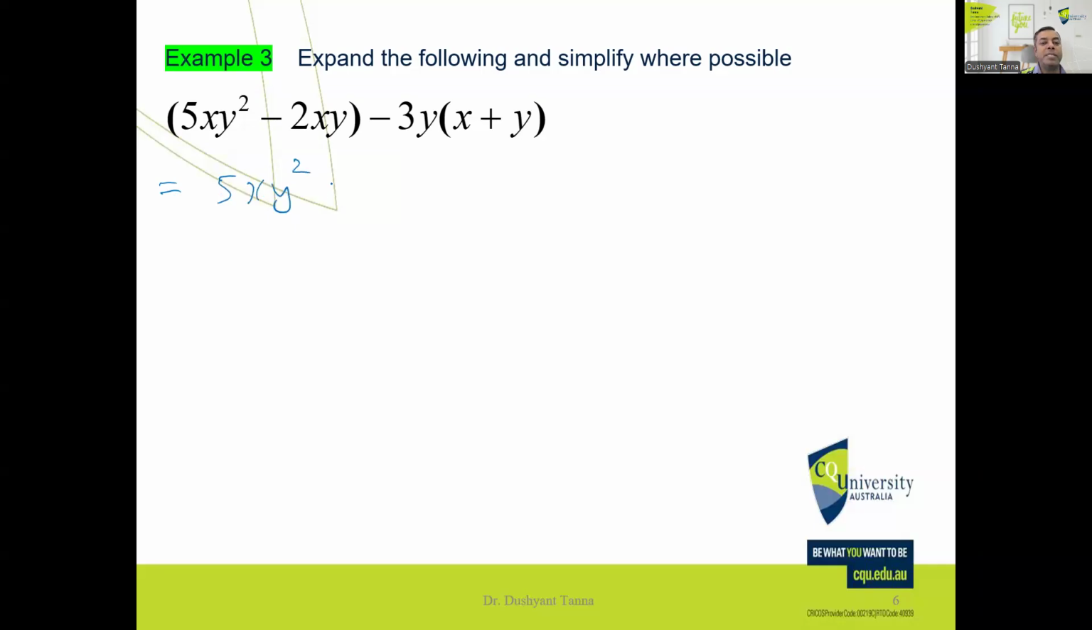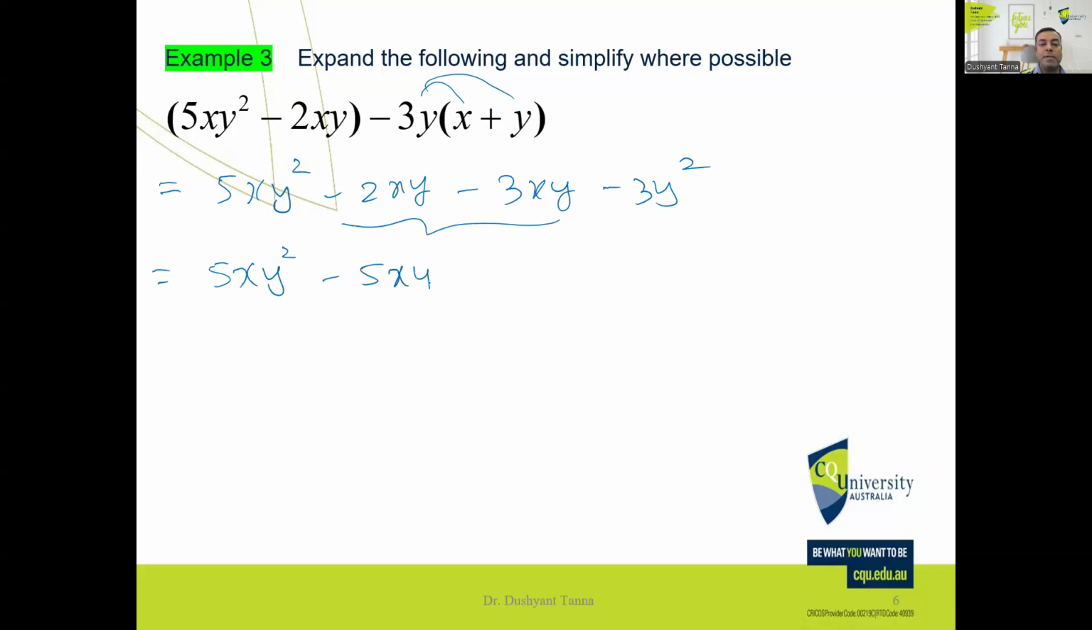We'll start with 5xy squared minus 2xy. This 3y will be multiplied with both. You could have written 3yx, but I prefer 3xy. Minus 3y squared. So 5xy squared, minus 2xy, and 3y squared.